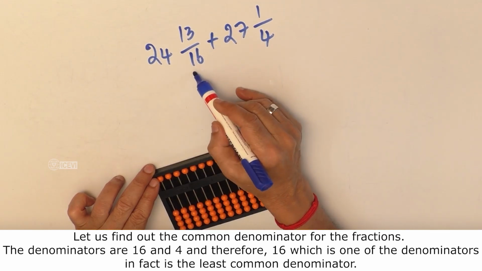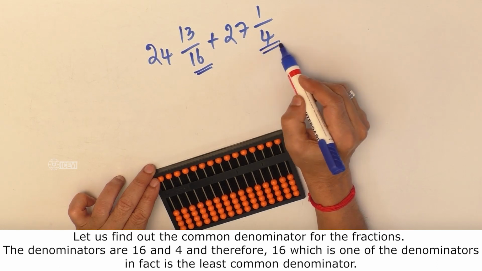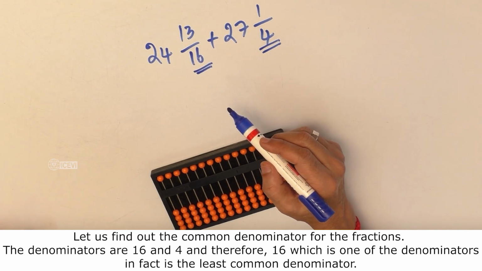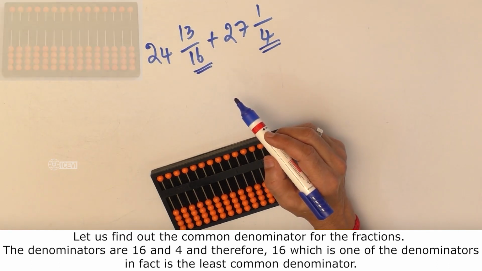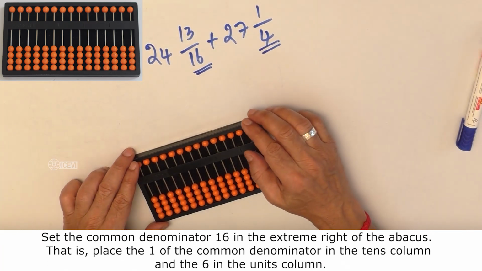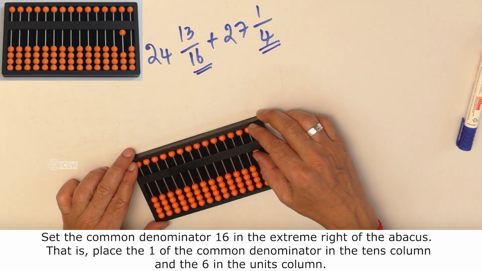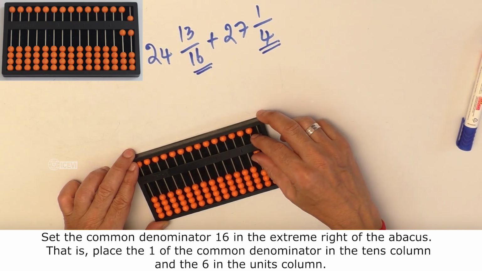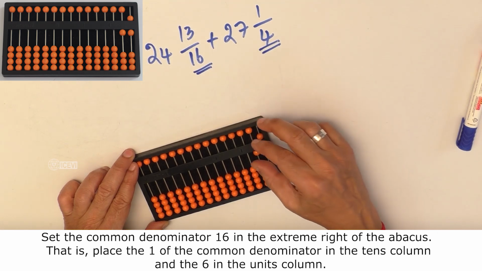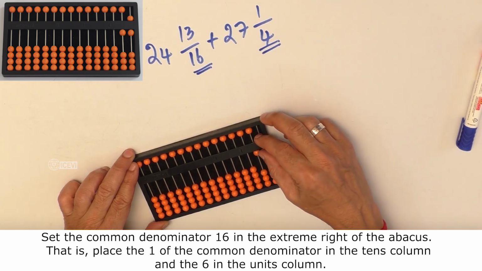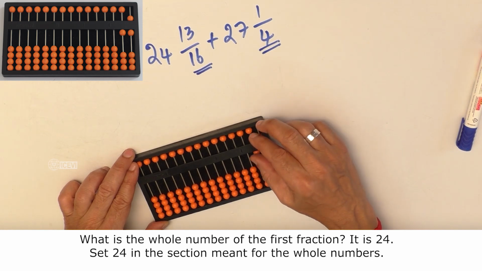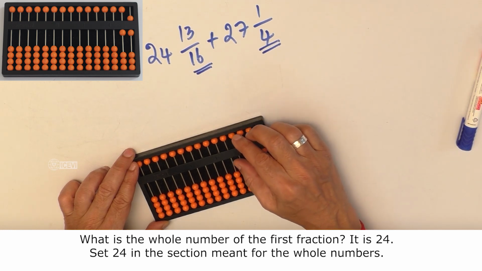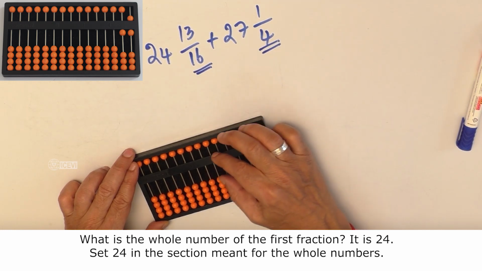The denominators are 16 and 4, and therefore 16, which is one of the denominators, in fact is the least common denominator. Set the least common denominator 16 in the extreme right of the abacus. That is, place 1 of the least common denominator in the tens column and the 6 in the units column. What is the whole number of the first fraction? It is 24. Set 24 in the section meant for the whole numbers.